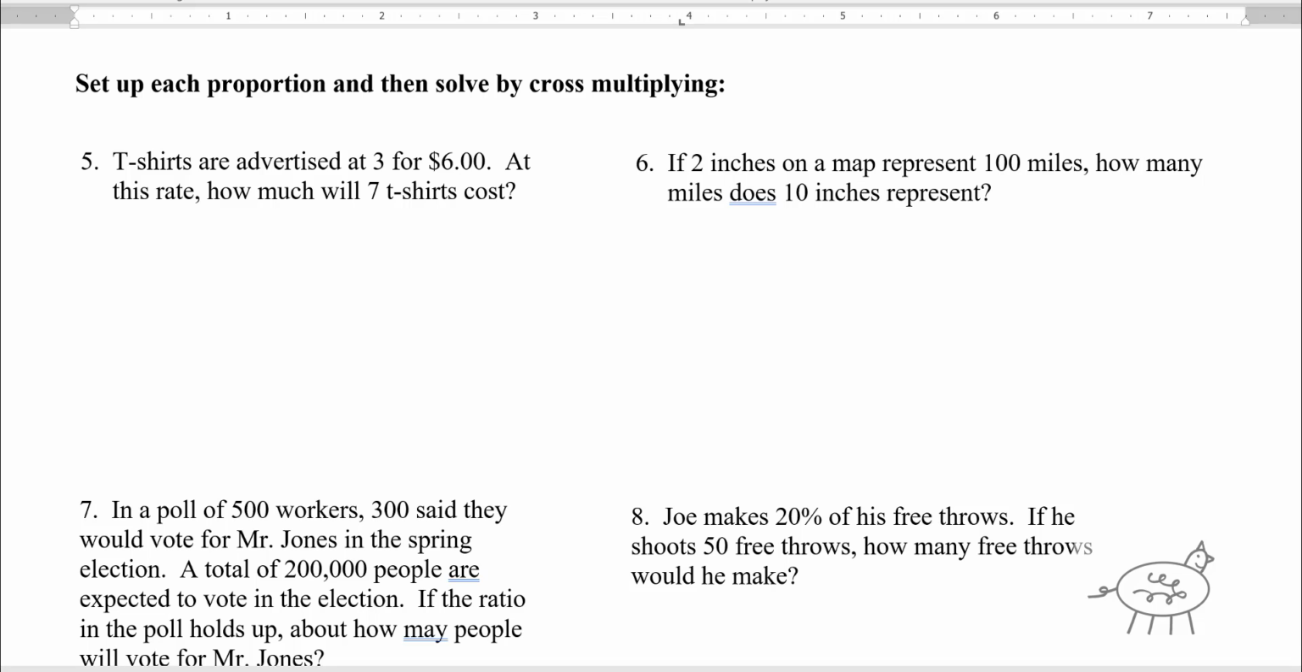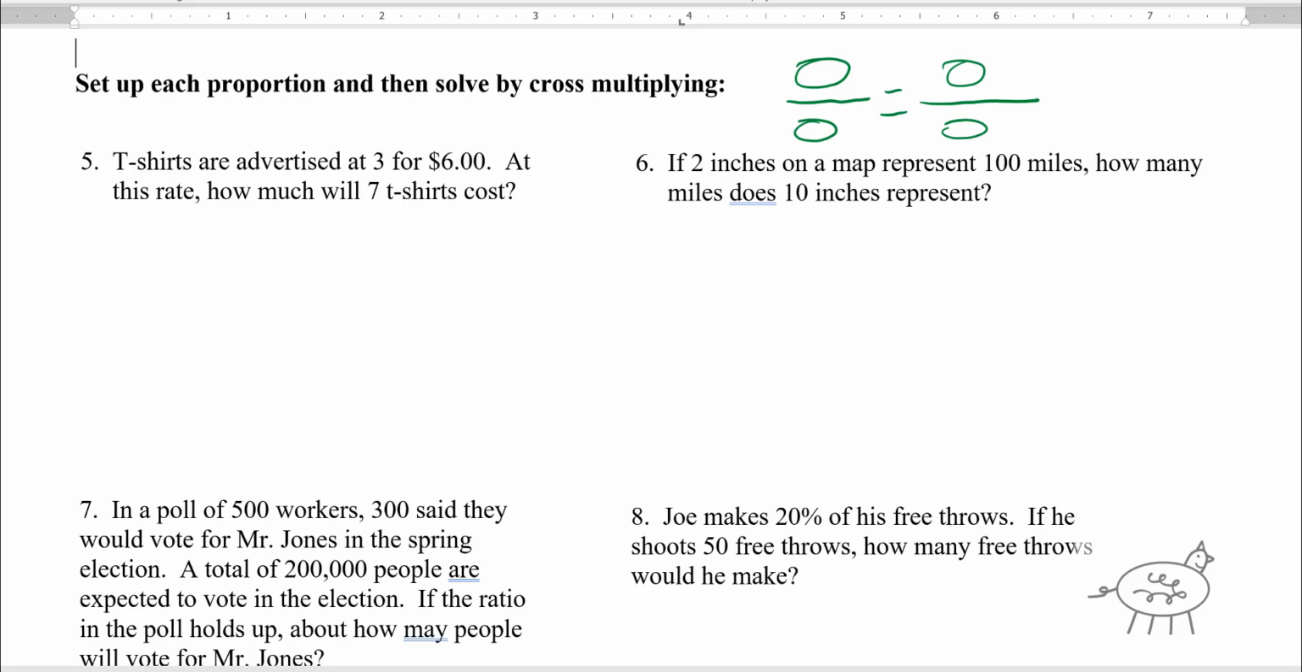For these next four problems, you're going to set up a proportion. What I mean by a proportion is you're going to have two fractions and an equal sign. So you're going to have something here, here, here, and here. And then you're going to cross multiply. The hardest part of this is setting up a proportion, but it's not difficult. Okay? So let's look at number 5.